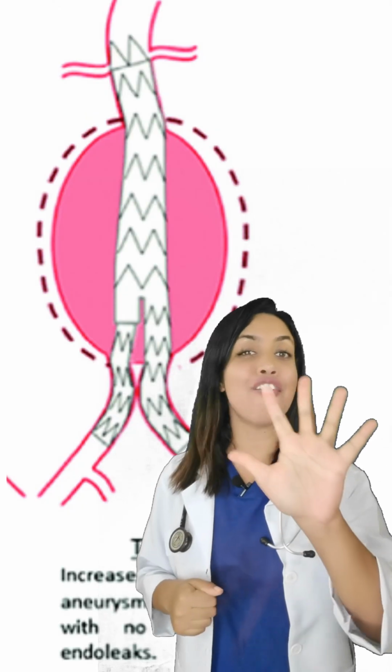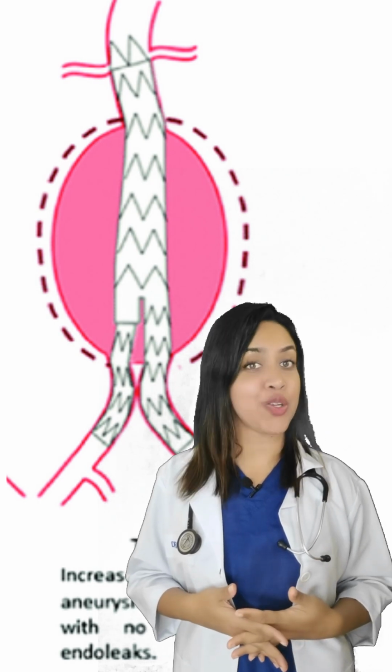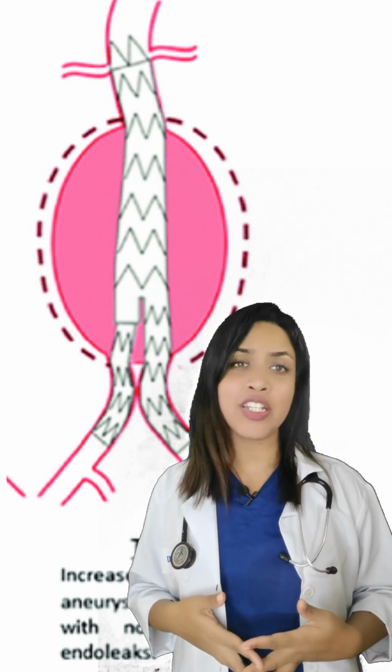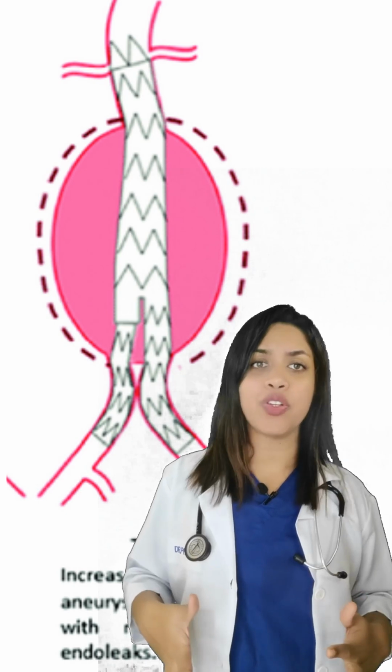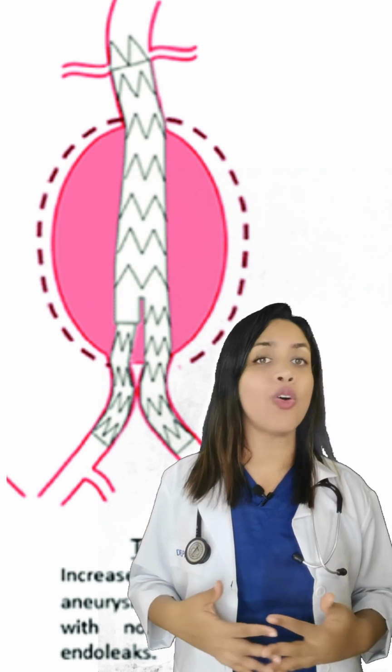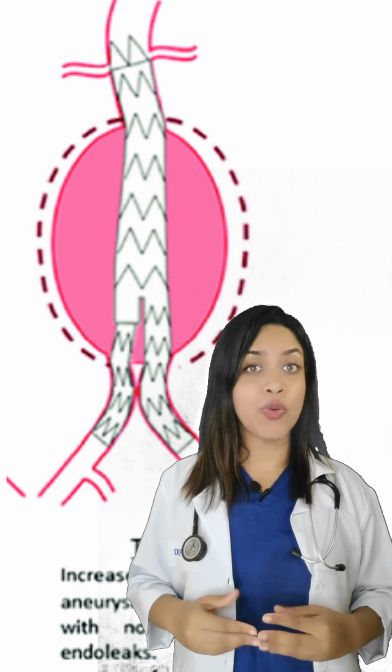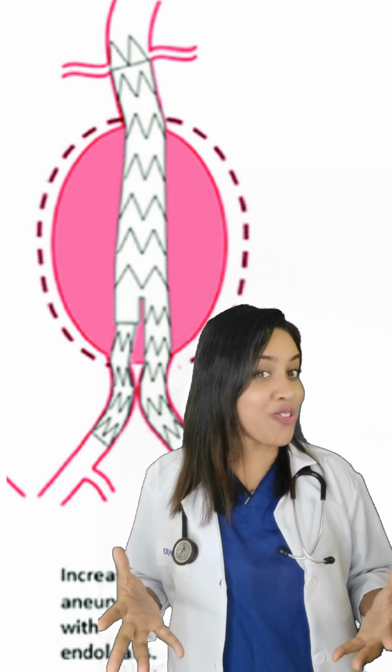And the final one is type 5 endoleak, which is also known as endotension. This is a rare type where the aneurysm sac enlarges without visible blood flow into it on imaging. So imagine a balloon expanding without an obvious source of air.